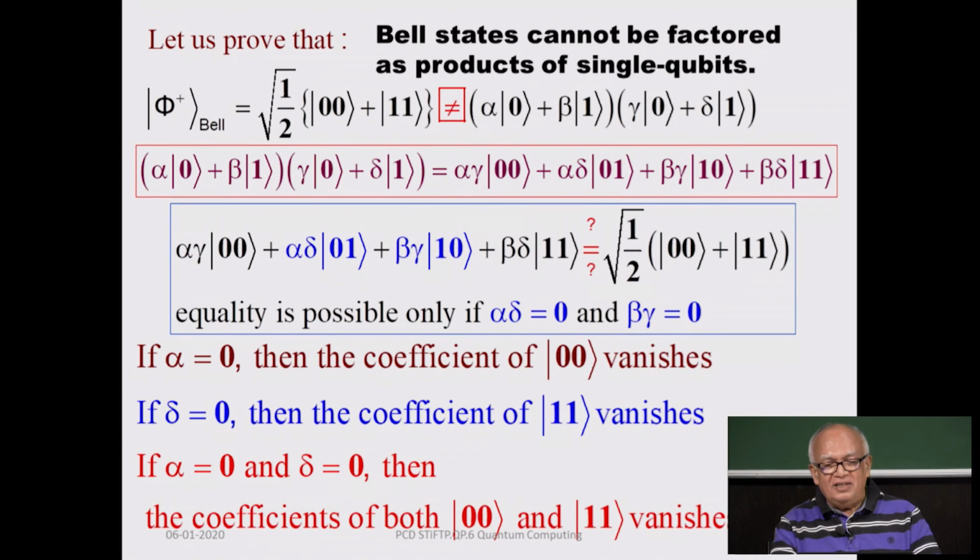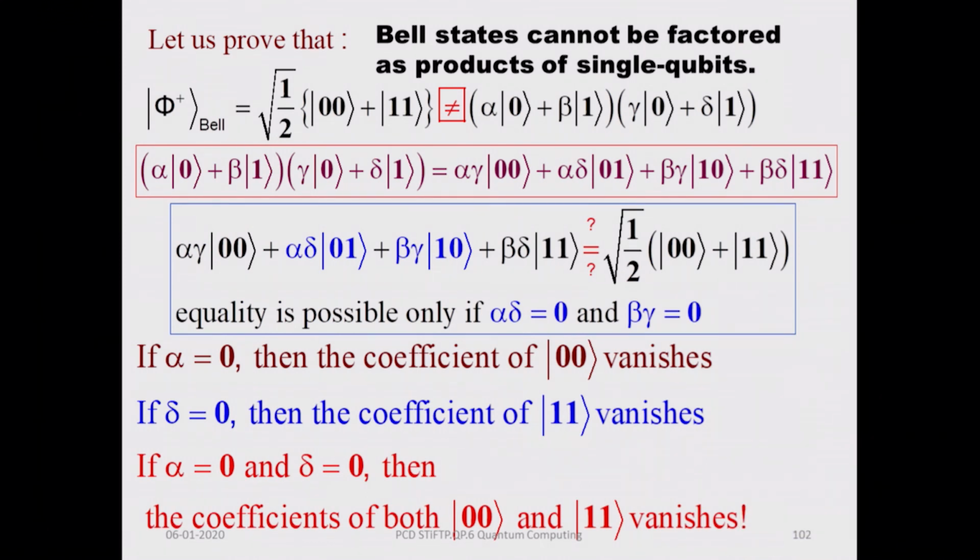Now, if alpha is 0, then the coefficient of 0 0 vanishes, alright, and if delta is 0, the coefficient of 1 1 vanishes. You do not make much progress, right? And if both are 0, it is time to go home, right. So, the conclusion is that there are these two qubit states which cannot be factored.